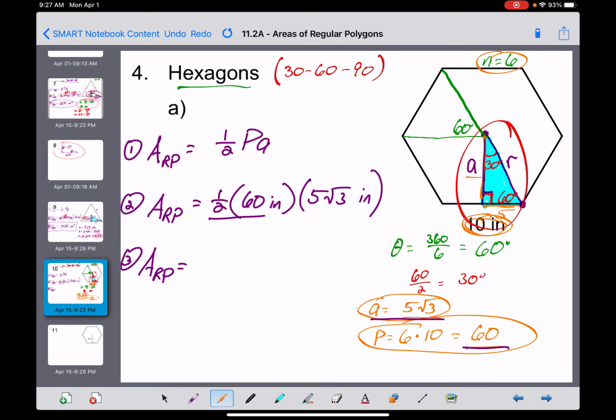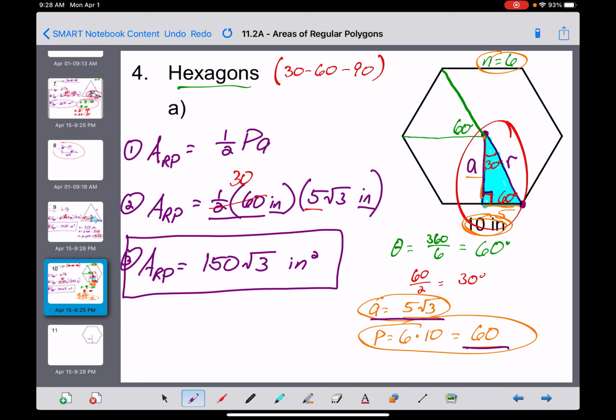Half of 60 is going to make 30. 30 times 5 is going to be 150, and the root 3 just tags along. Inches times inches makes square inches. So that's the area of that regular hexagon, 150 times the square root of 3.